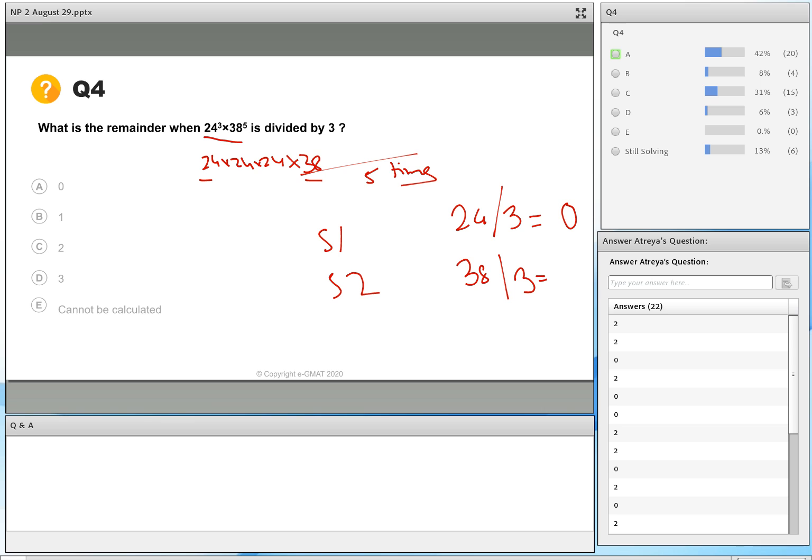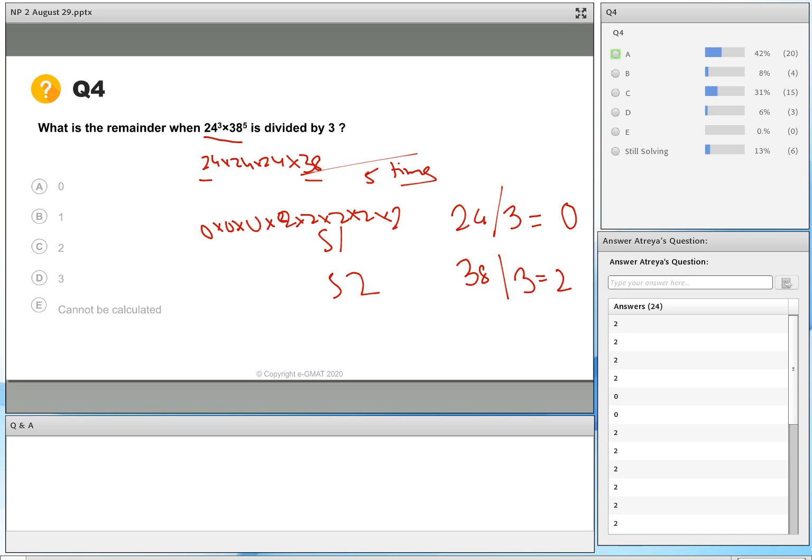It's equal to 2, right? Absolutely perfect. So what do I have right now? I have 0 times 0 times 0 times 2 times 2 times 2 times 2 times 2, right?